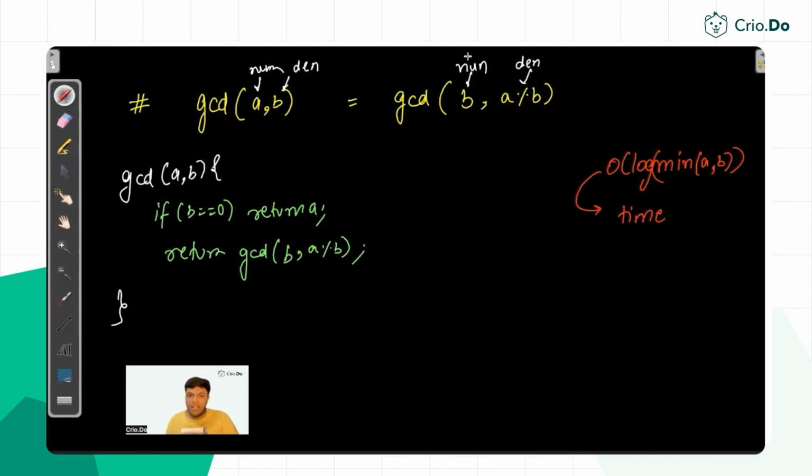What about space? Space will also be logarithmic. Why? Because we are using recursion. It means recursion call stack space will be required. So both time and space will be logarithmic.